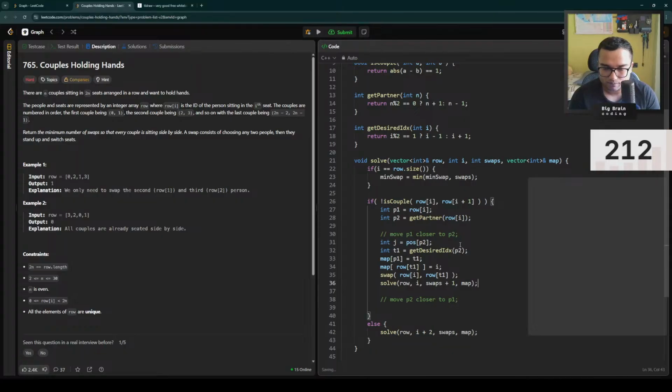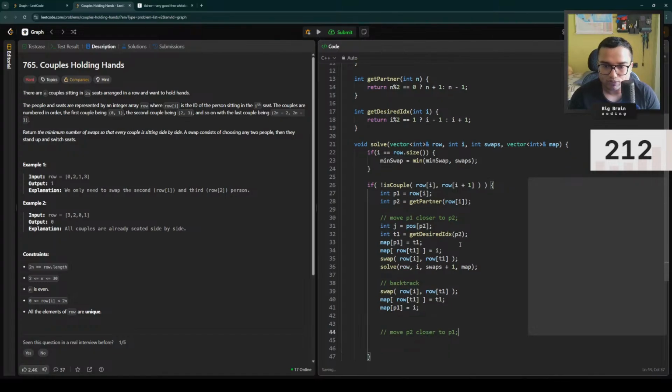Now, okay. Move P2 closer to P1. Now to undo this, I simply copy these three, backtrack, swap them again, and these two guys also. Row of T1 becomes T1, big P1 becomes I.